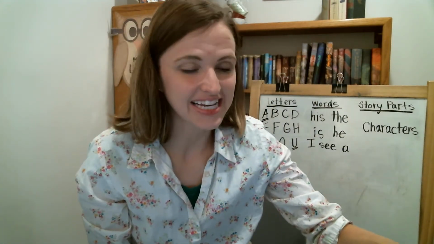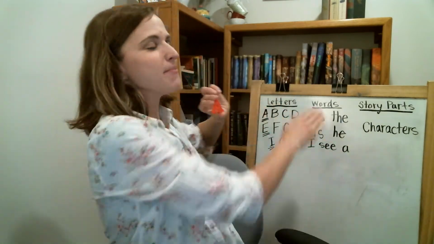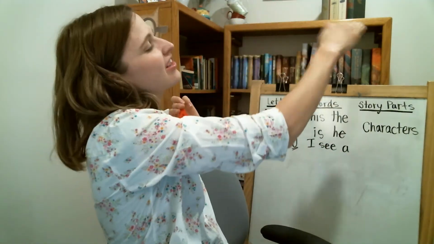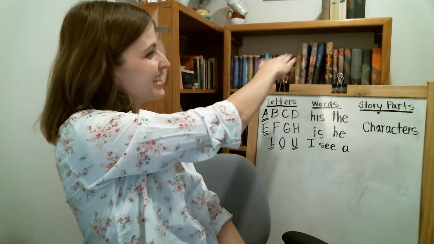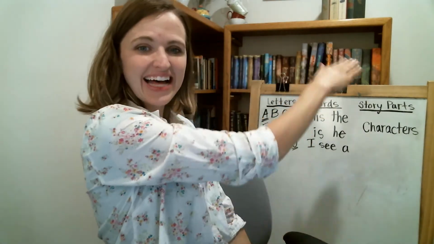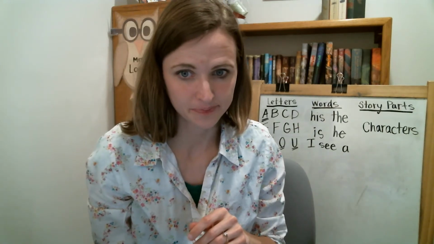Good job. The name of the letter is A. The sound of the letter is A. Uppercase looks like this. Lowercase looks like that. The name of the letter is B. The sound of the letter is B. Uppercase looks like this. Lowercase looks like that. Very good. Now we better do our new letters that we're working on today.